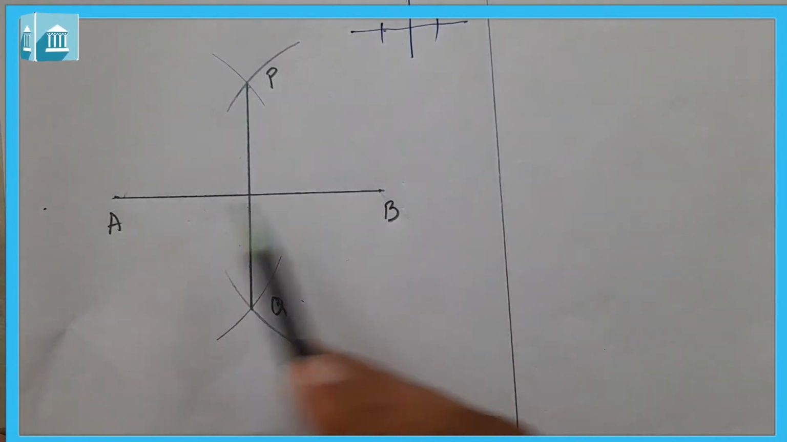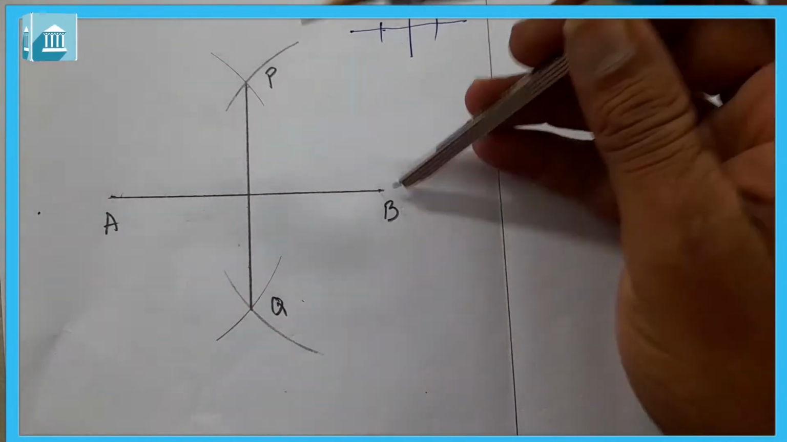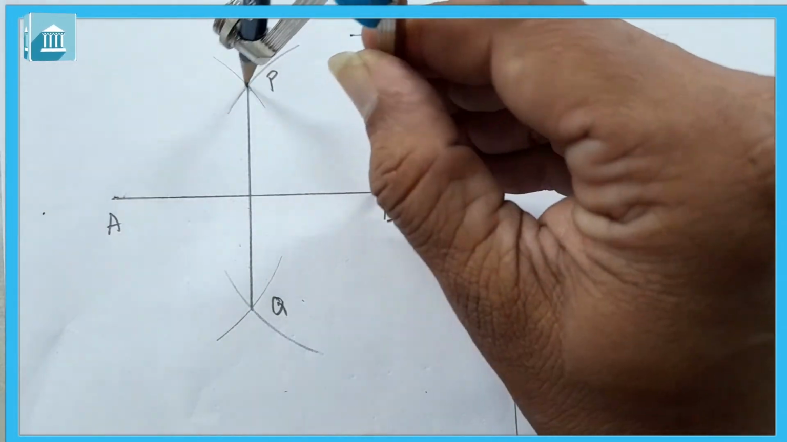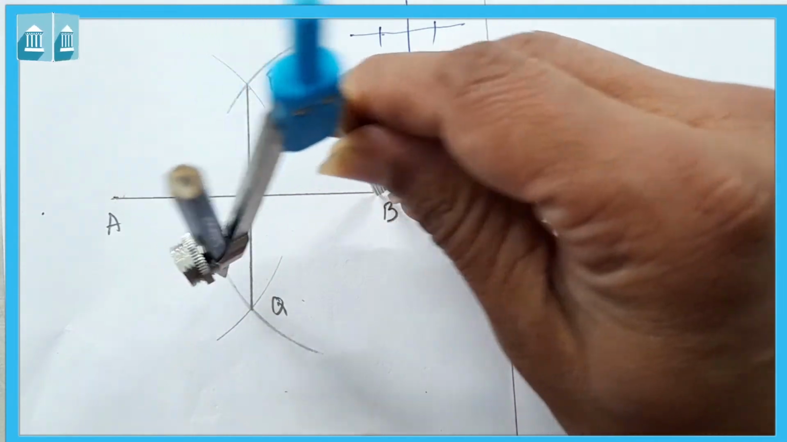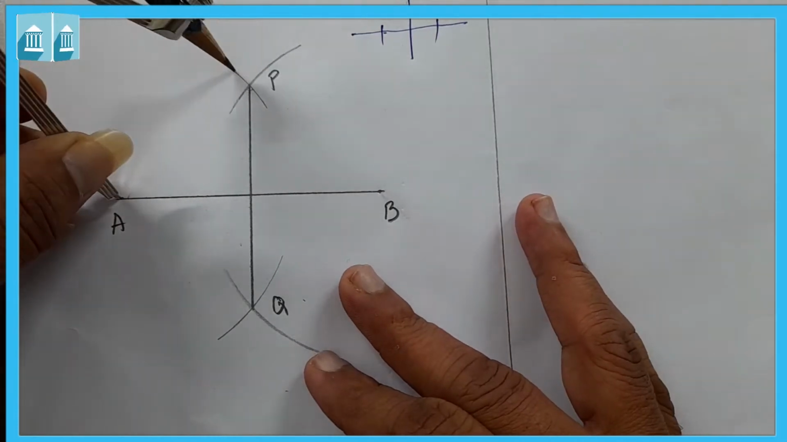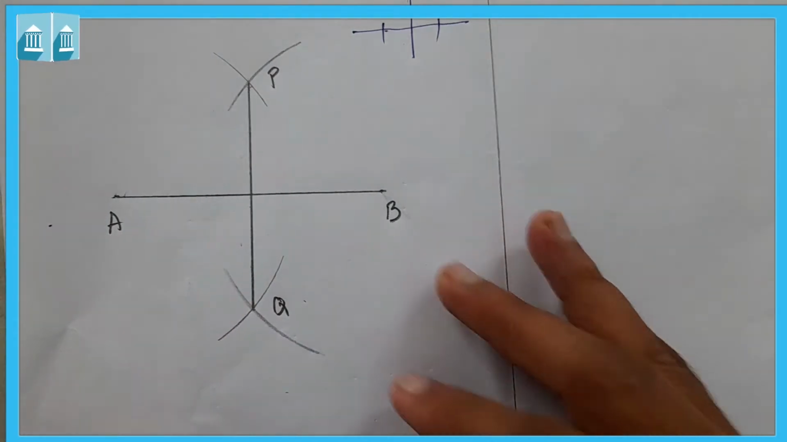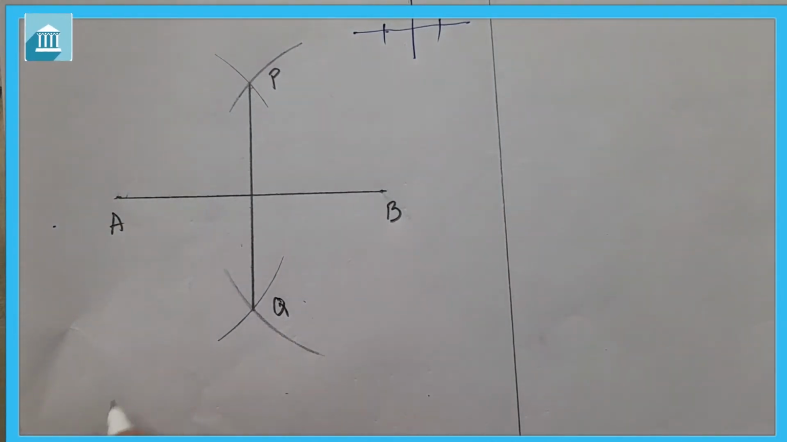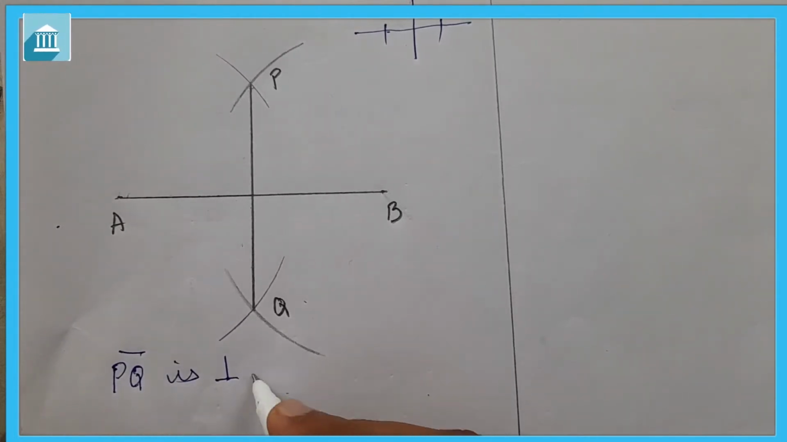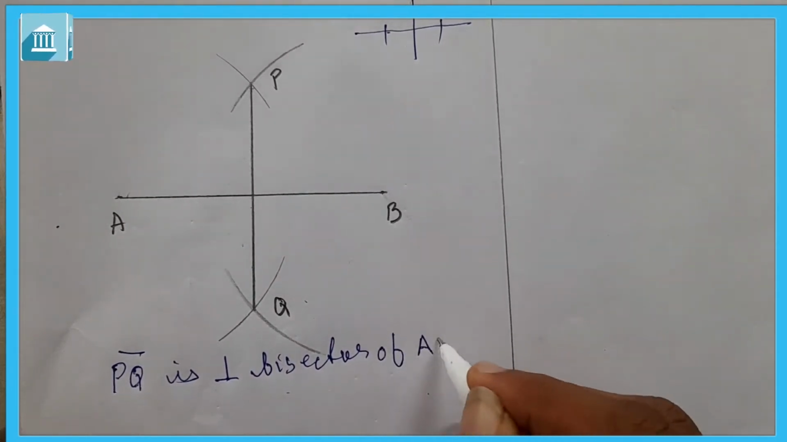Again I repeat: first you have to draw one line segment, then with the help of your compass, center B and radius more than half of this, draw one arc here and one arc here, that is, one arc on each side. फिर same radius रहेगा और एक आर्क यहाँ पे खींचना है, एक आर्क यहाँ पे खींचना है. इन दोनों आर्क को नाम दे देना है. Now PQ, line segment PQ is the perpendicular bisector of line segment AB.